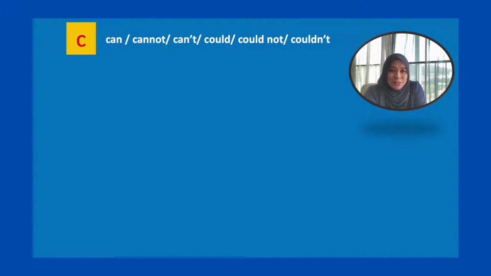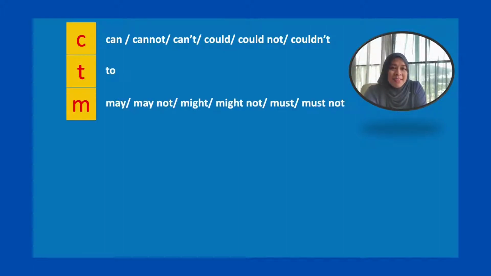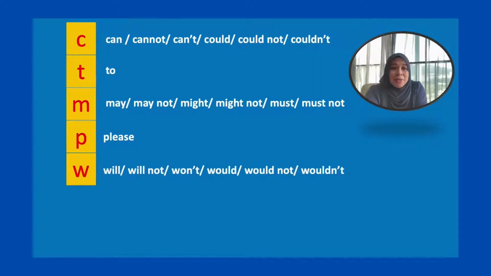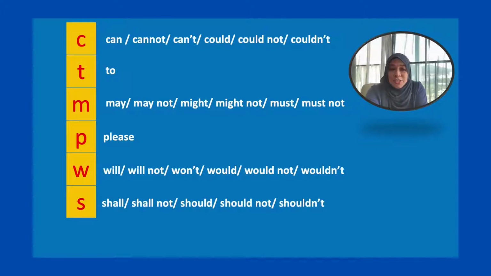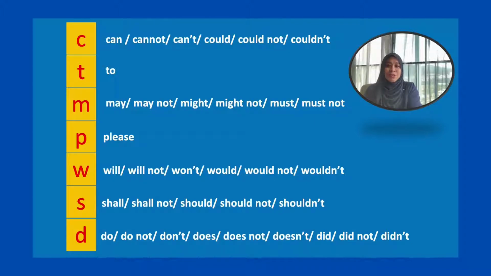Can, cannot, can't, could not, couldn't. Okay, let's go on. T, to. M, may not, might not, must not. P for please. W, will not, would not, or wouldn't. S, shall not, should not, shouldn't. And D, do not, don't, does not, doesn't, did not, didn't. So this is actually creative teachers make pupils' world simply different. Here is actually a mnemonic.